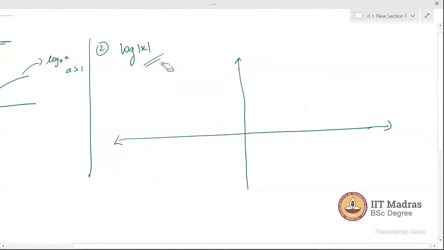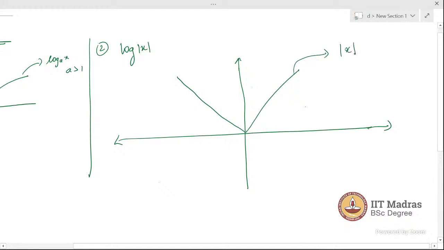What about mod x? How will the mod x graph look? Whenever you get a question like this, you have two functions. One is the mod x function, so draw the graph of mod x. How will the mod x function look? Something like this. So this is going to be your mod x function.